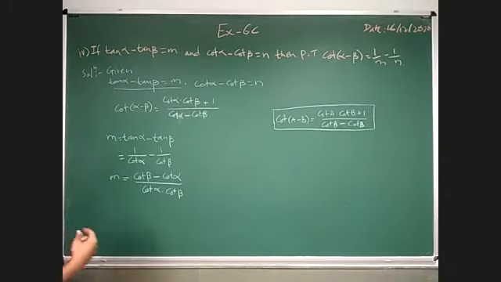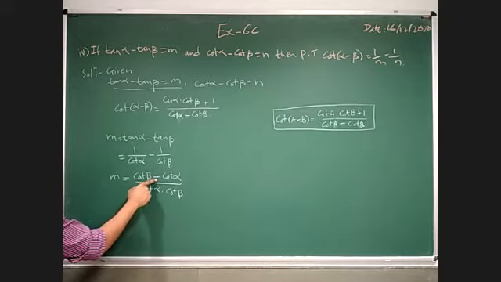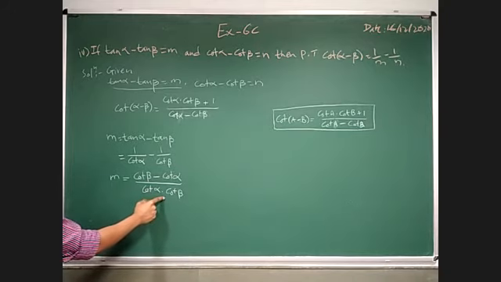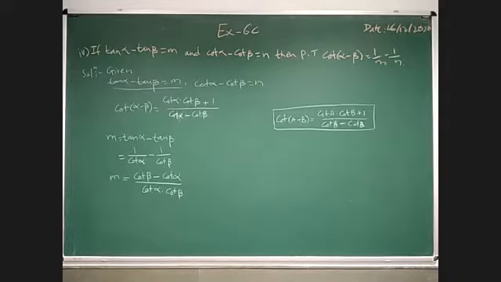Just see here boys, tan alpha, okay, cot beta minus cot alpha, over cot alpha into cot beta. So wait 1 minute boys, some mistake is there. I'm not able to find what the mistake is.